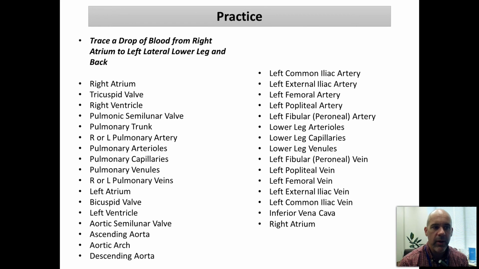You just have to remember with the lower leg, fibula versus tibia, and then remember with the tibia you have an anterior tibial artery and vein, and you have a posterior tibial artery and vein as well. All right, so that actually concludes our blood vessel anatomy.